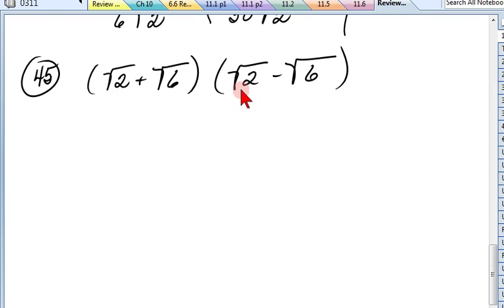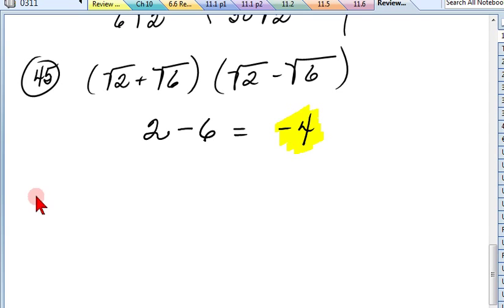The product of the first, what is the square root of 2 times the square root of 2? It is rational 2. The outer product and the inner product will cancel. And what is square root of 6 times the negative square root of 6? It is negative 6. Positive times negative gave me the negative. And then what is 2 minus 6? Negative 4. We got a nice rational answer. That's always going to happen when you're multiplying conjugates.